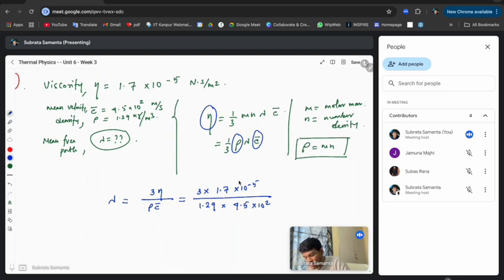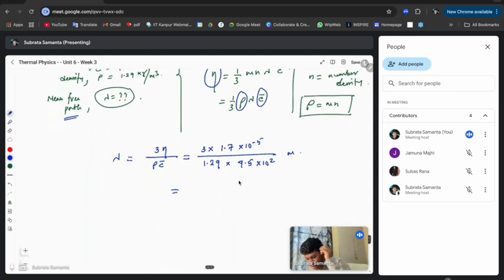So lambda is the mean free path, it is basically a kind of length. In SI units, what is the unit of length? It's meter, right? So now you just calculate this value numerically. It gives you 8.78 times 10 to the power minus 8 meter. Now check whether this answer is in the options or not.